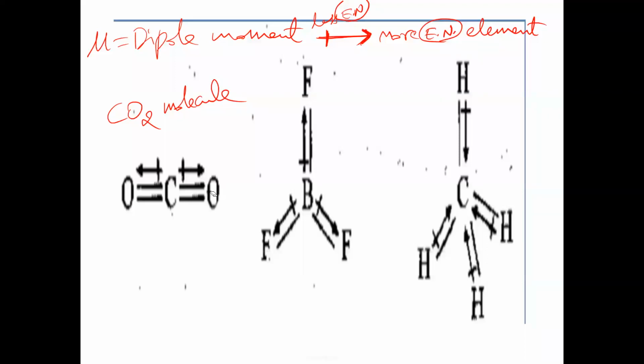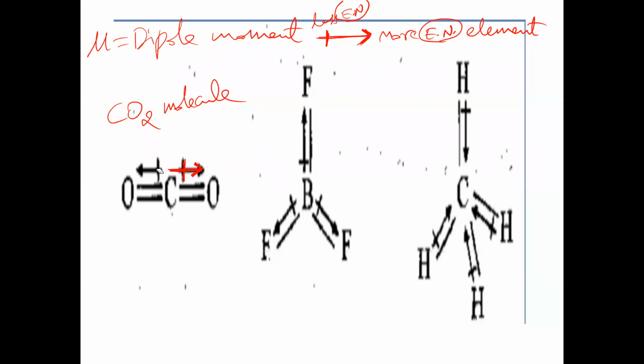Oxygen is more electronegative than carbon. That's why the head of the arrow is towards oxygen, the more electronegative atom. What is this called? The crossed arrow. This crossed arrow indicates the dipole moment. Is the concept clear?